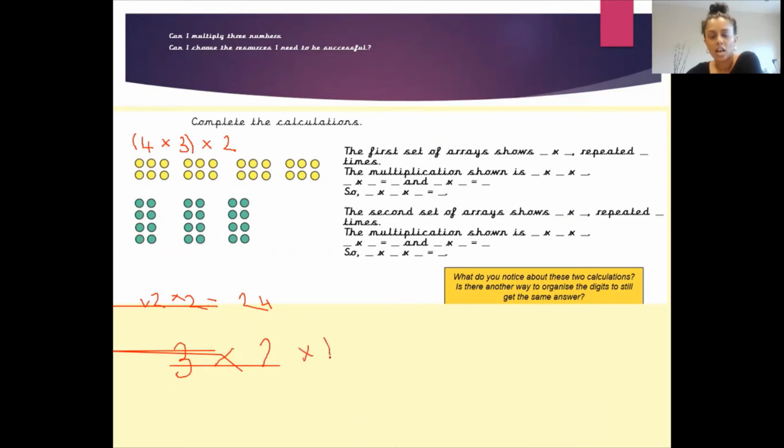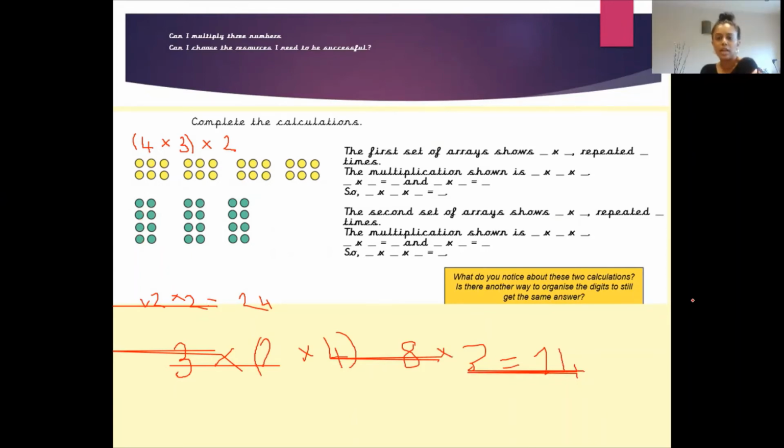So it's up to you where you put your brackets. You could put your brackets here. So what's 2 times 4? 2 times 4 is 8. And 8 times 3 equals 24. I'm really sorry about my writing. I'm trying my best, but the mouse isn't quite working properly today.